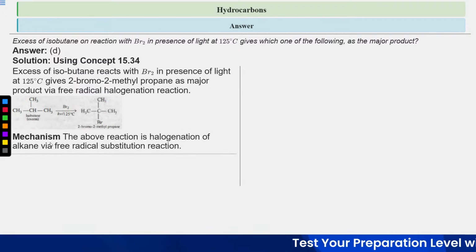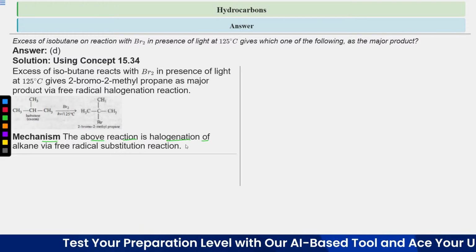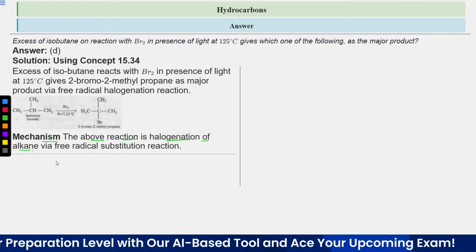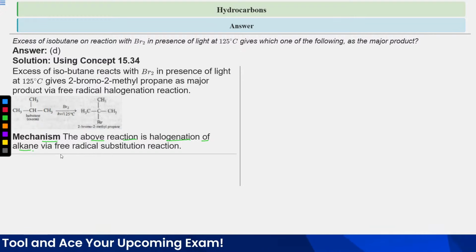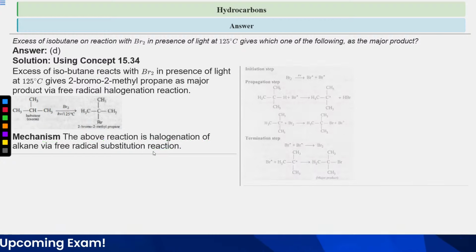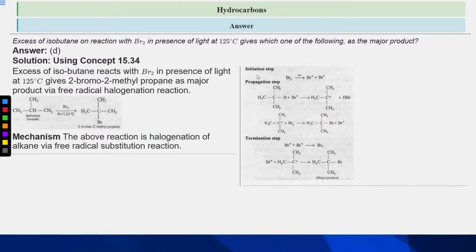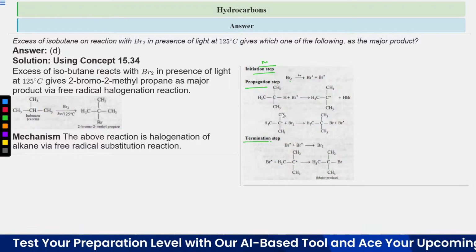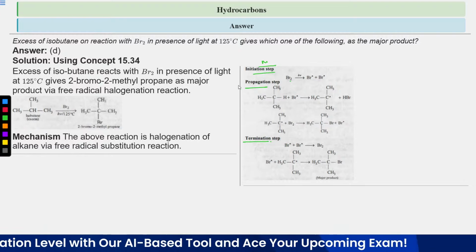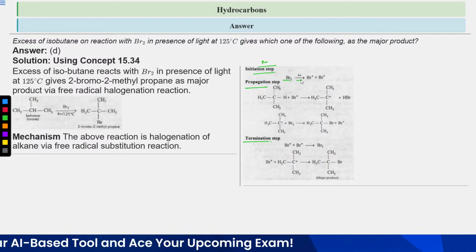If you talk about the mechanism, this above reaction is halogenation of what? Alkane. The reactant we have is an alkane, and we are doing halogenation of alkane via free radical substitution reaction. So this will be the mechanism. It involves three steps: initiation step, propagation step, and finally termination step. In the initiation step, the bromine will break into two free radicals of bromine in the presence of light.